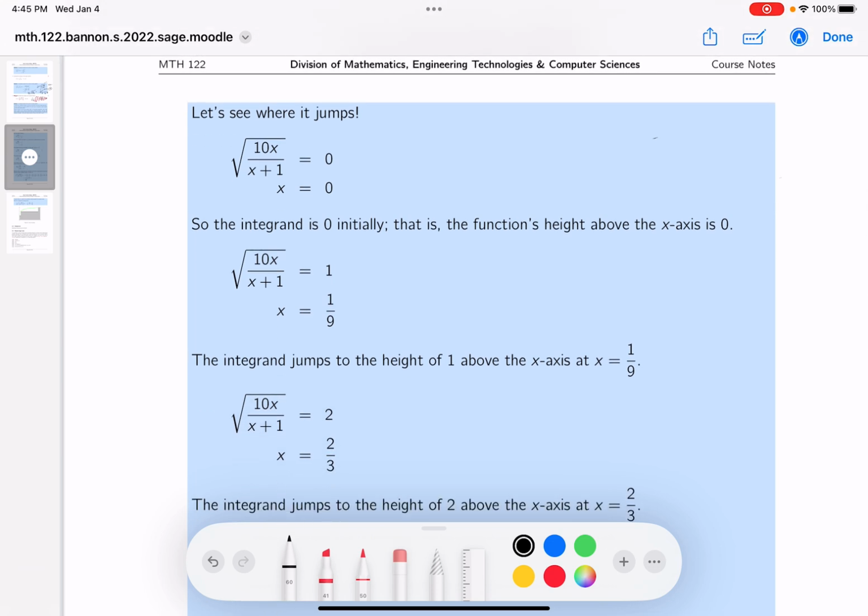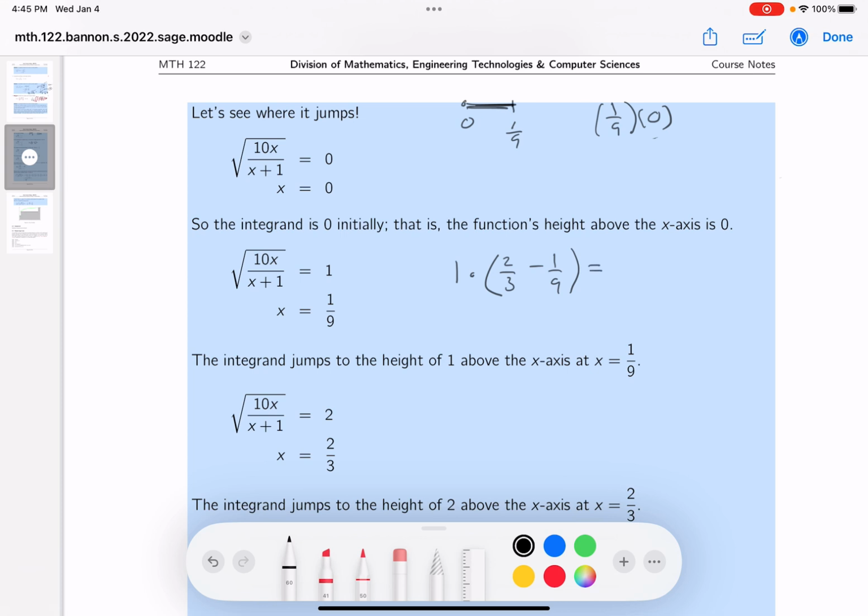All right, so the first thing I got is, remember I said between 0 and 1/9, the thing at a height of 0. So let's write that down. The length of this interval is 1/9, and its height is 0. That's my first rectangle, by the way. Let's talk about the next one. The next one, between 2/3 and 1/9, its height is 1. All right?